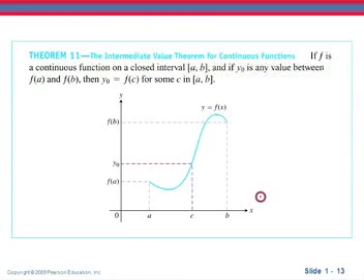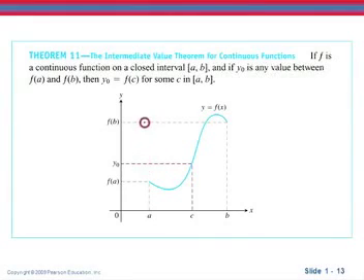Now the last thing in this section is the intermediate value theorem for continuous functions. The intermediate value theorem says if f is a continuous function on a closed interval from a to b, and y sub 0 is any value between f of a and f of b, then y sub 0 is equal to f of c for some c in the interval from a to b.